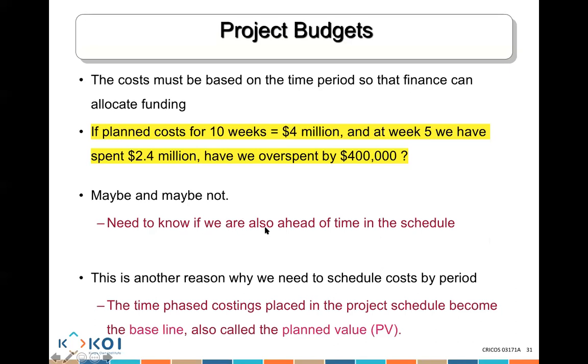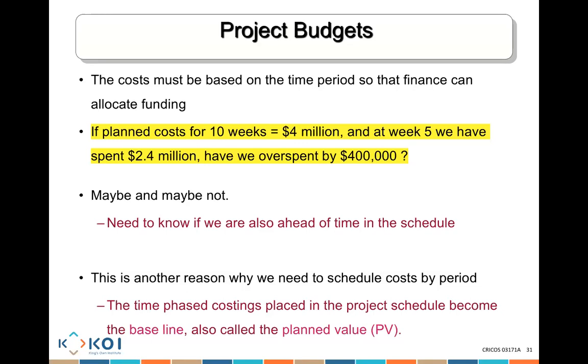We need to know if we are also ahead of time in the schedule, or are we behind schedule? If we are behind schedule, then yes, we have spent more money than we should have spent. If we are just on schedule, but we spent $400,000 more, that means I'm over budget. So you need to really ask yourself that question rather than simply judge straight away that we are over budget or under budget. And there's a specific chapter where I'll be explaining all of this, and you'll be making calculations for the budgeting.